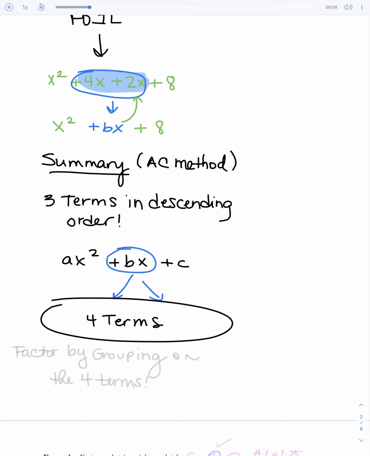And then on those 4 terms, you can do grouping. You can do factor by grouping on the 4 terms. So AC method is kind of a new thing, but it just turns it into something else we already know how to do, the factoring by grouping.